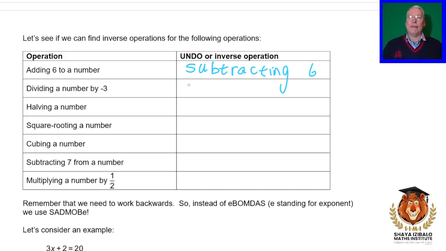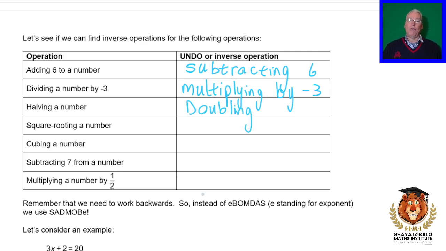Dividing a number by minus 3: multiplying by minus 3. Halving a number. What's the undoing of halving a number? That's right, doubling, or multiplying by 2. You can write doubling or you could write multiplying by 2. But let's just think about it. If you've got 12 and you halve it, you get 6. If you double 6, you get back to 12.